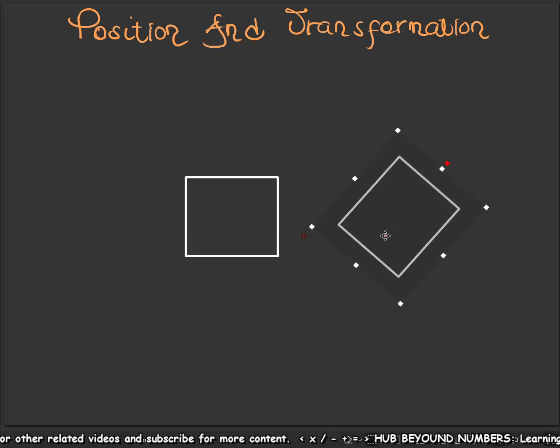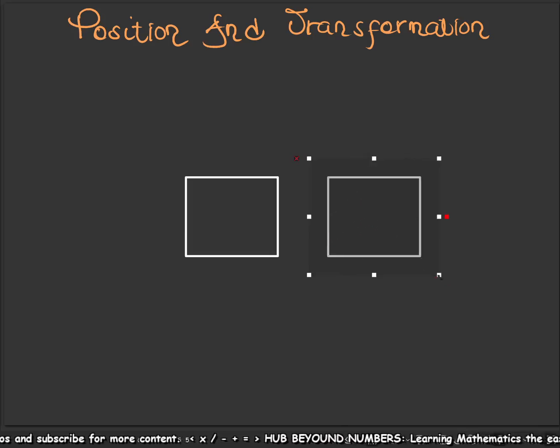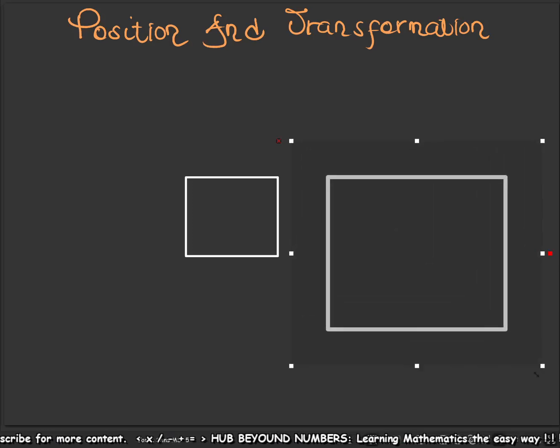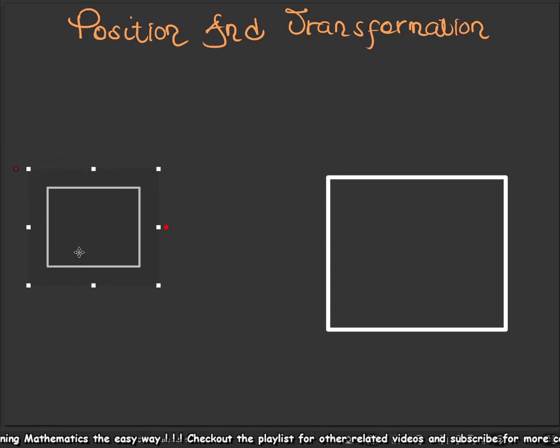Exactly. Now, what if instead of that, I do something like this? In this case, I have enlarged it. All this has got to do with what? Transformation. So we have transformed this figure to look so many ways: its position, its size, and then its orientation as well.